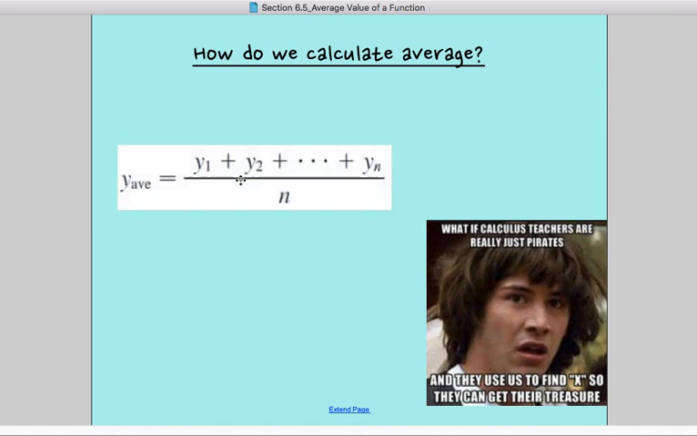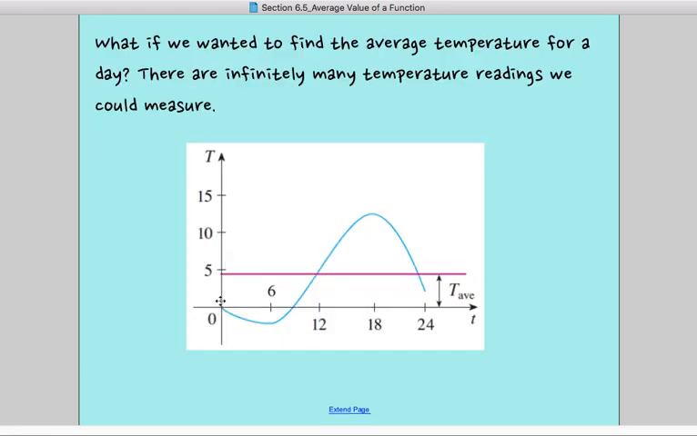So here's how we can depict the average of our y values. You do y1 plus y2 all the way up to the number of y values, and then you divide by that number of numbers. That's how you find average or mean. What we're going to do today is look at some curves, or some functions, and figure out, on average, what was happening.